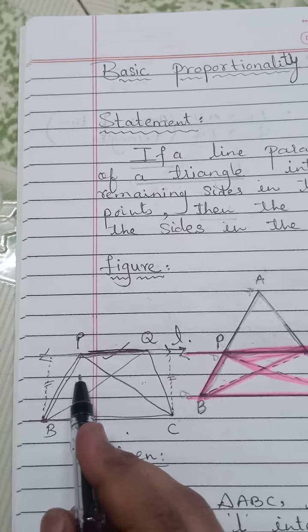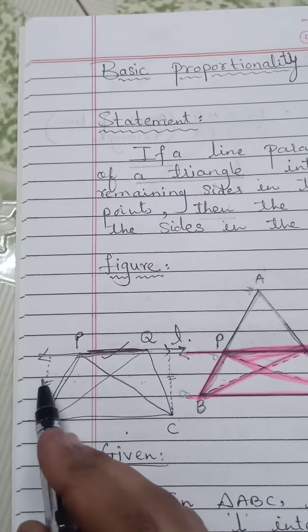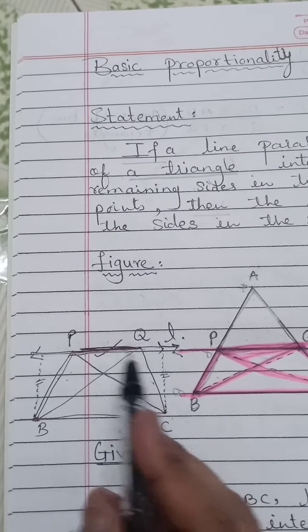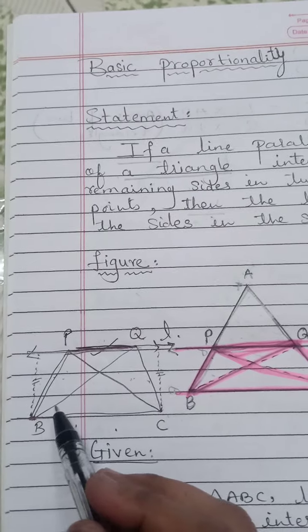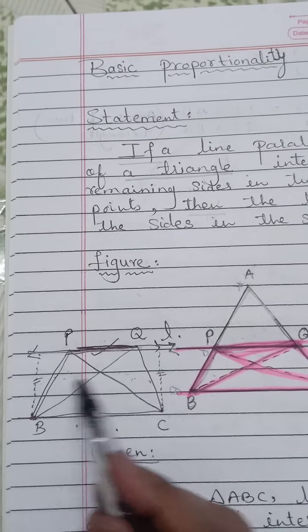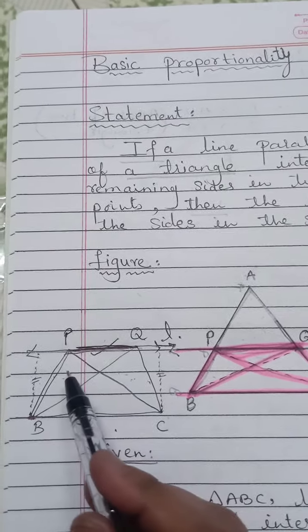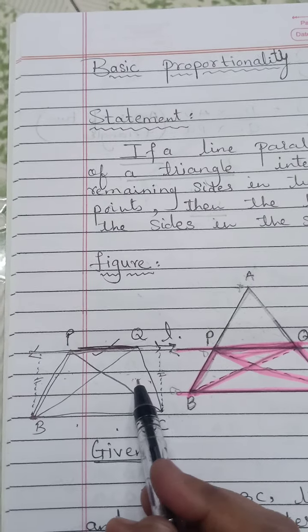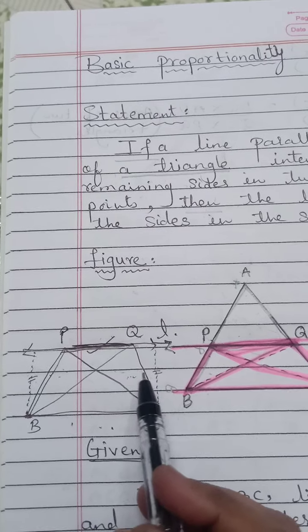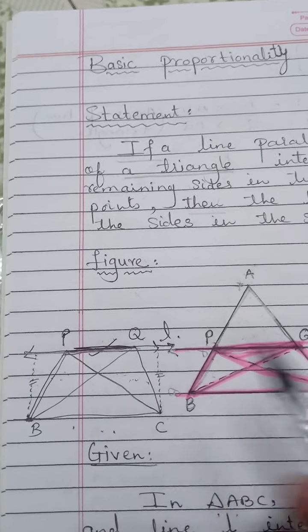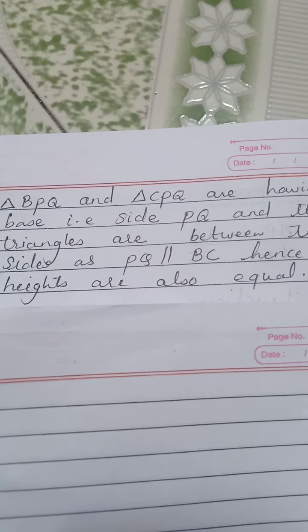Whenever two triangles have equal height and equal base, the ratio of their areas is equal to 1/1, or in another way we can say both areas are equal. So whenever two triangles lie between two parallel lines, their bases and heights are equal, therefore their areas will also be equal according to the fourth property.